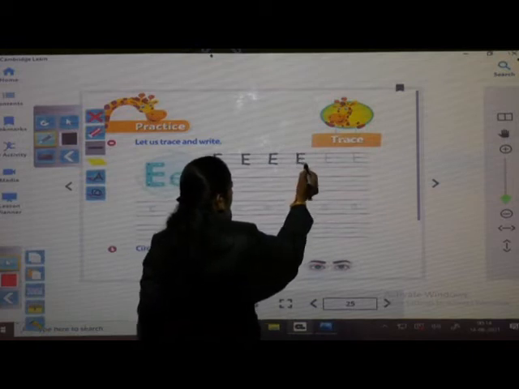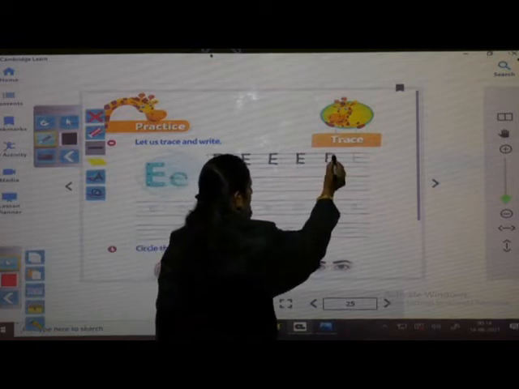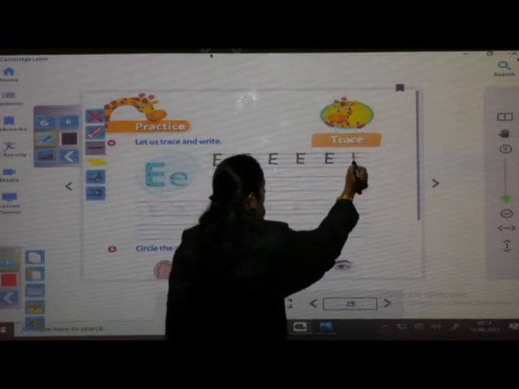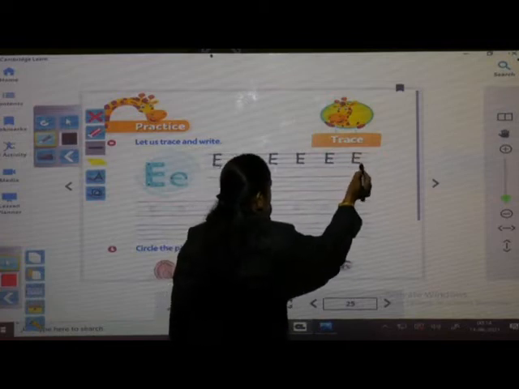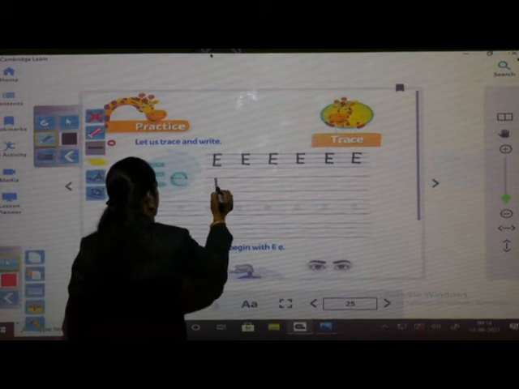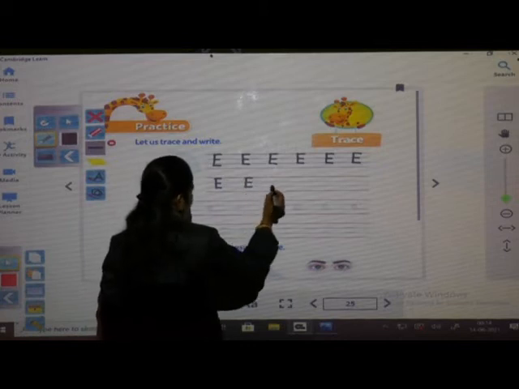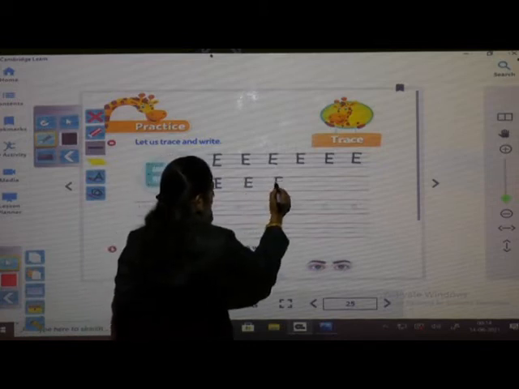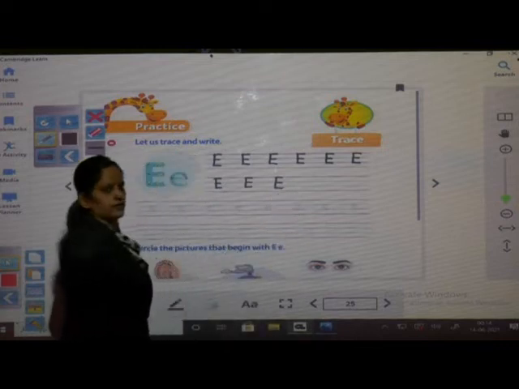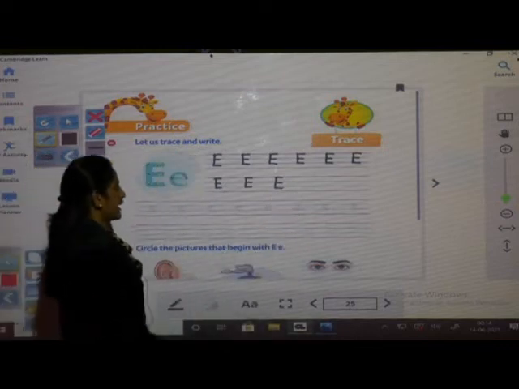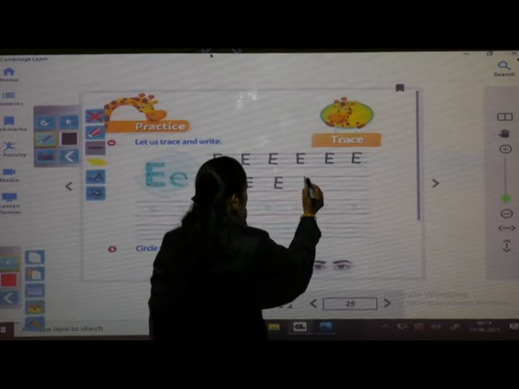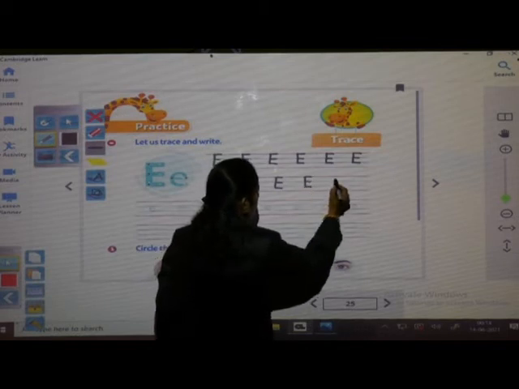Capital letter E. Red to blue line you have to write in good handwriting. Okay, children? Yes. And what is the phonic sound of letter E? It is E. What is the phonic sound? E. Okay, you have to practice this sound. Capital letter E.